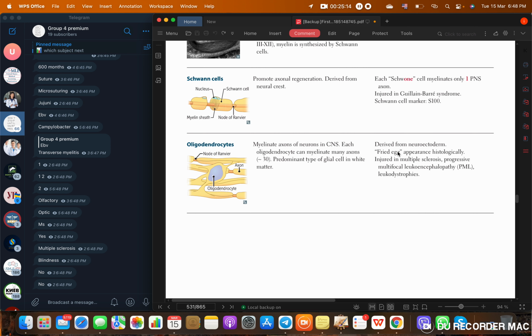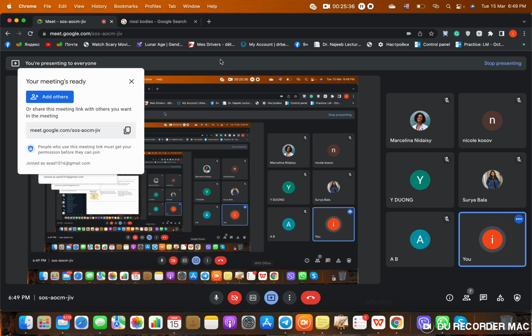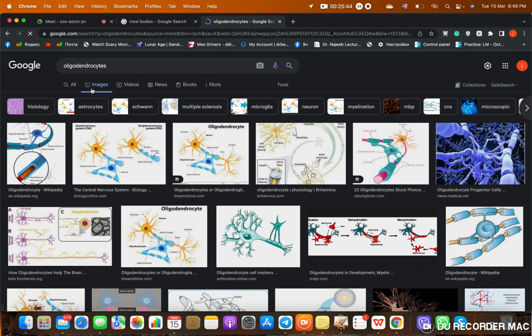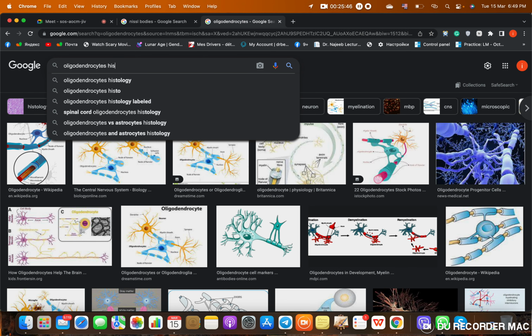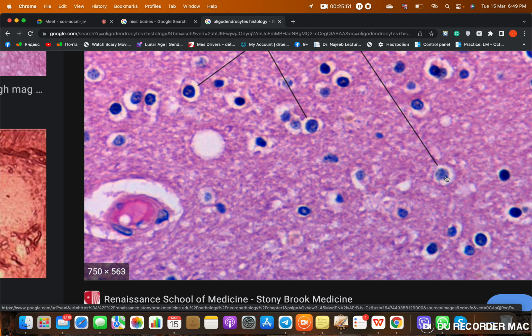Derived from neuroectoderm, a fried egg appearance in histology, and this is not the only place we will see a fried egg appearance. We'll see it again in reproductive. Injured in multiple sclerosis, progressive multifocal leukoencephalopathy, which is due to the JC virus in case of the HIV patient, and also leukodystrophies. So let's take a look at the oligodendrocyte. Okay, you can see the fried egg appearance. It's like an egg and around it is white.